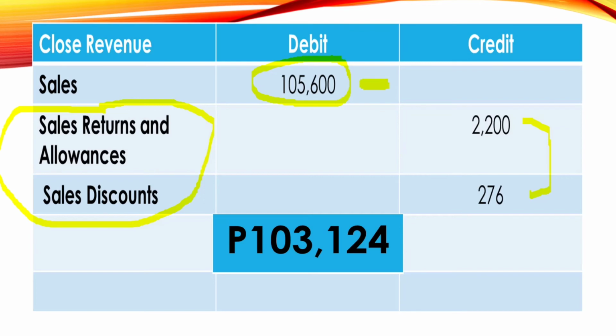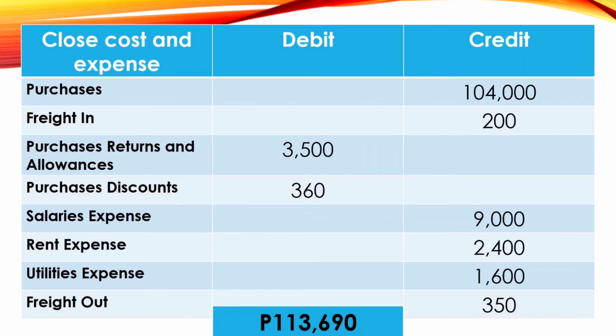105,600 minus 2,200 minus 276 is equal to 103,124. Okay, so that's why we get this value. On the other hand, for the cost and expenses, it's the same rule.